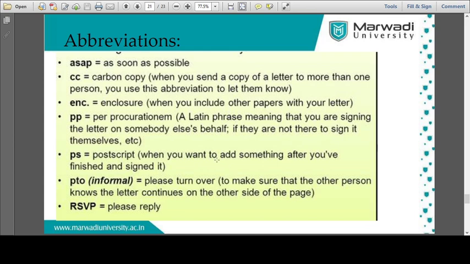Apart from these standard abbreviations, you may have seen others, for example FOR, which means free on rail, and COD, cash on delivery. There are also some abbreviations that are generally used in business letters, or you can say formal letters.